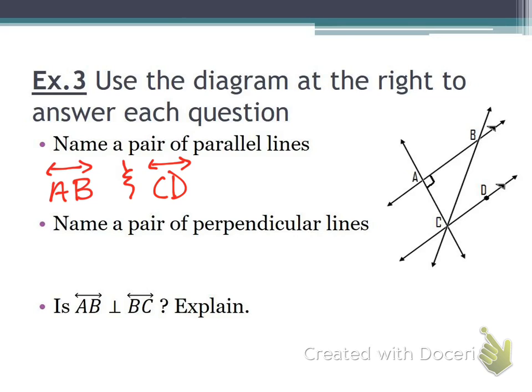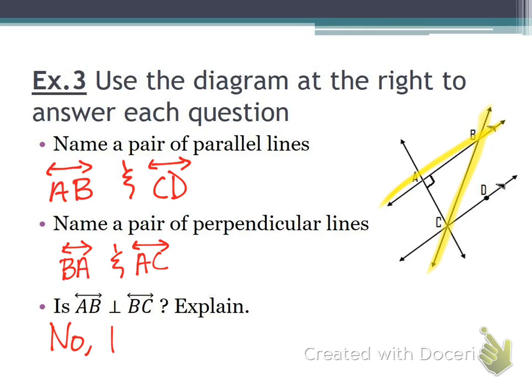Name a pair of perpendicular lines. Micah? BA and AC. Good, BA and AC. Again, we know for sure that they are perpendicular because they have the little right angle box. Is line AB perpendicular to line BC? So if we need to, we can highlight those. AB, BC. Are those lines perpendicular? No, why not? They do not form a right angle. No, they don't form a right angle.